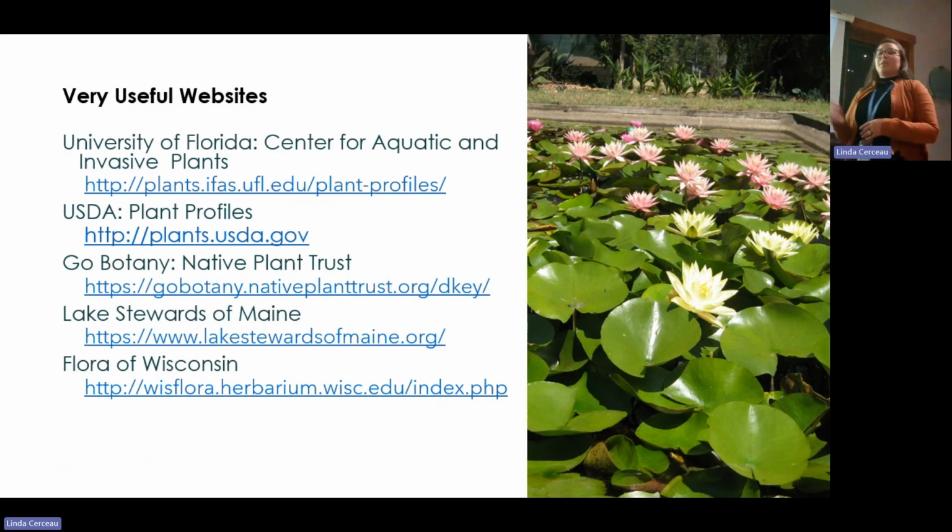So University of Florida, they have a Center for Aquatic and Invasive Plants. That is where I actually went to earn my master's. They have a really useful website there with line drawings, videos, all about aquatic plants. USDA also has a bunch of different plant profiles. Go Botany also has some great pictures and resources there. Lake Stewards of Maine, they have an actual PDF guide on their website that is free for download. So I definitely encourage you all to take a look at that.